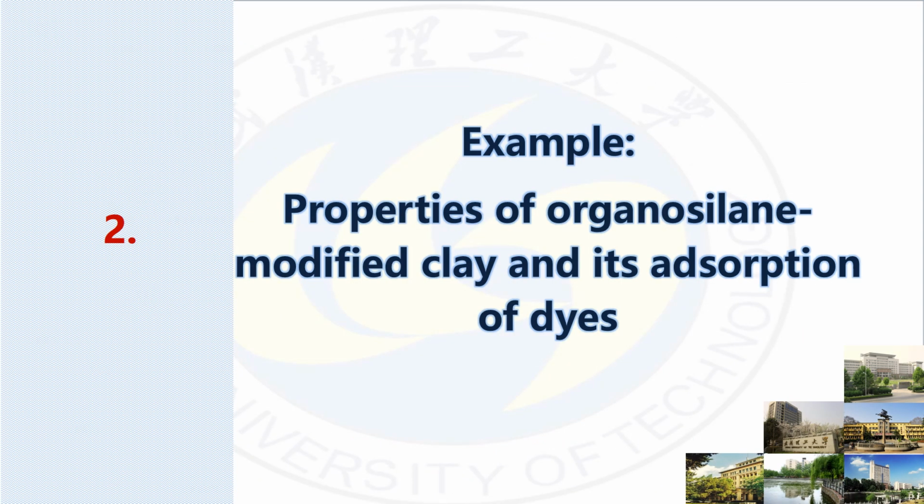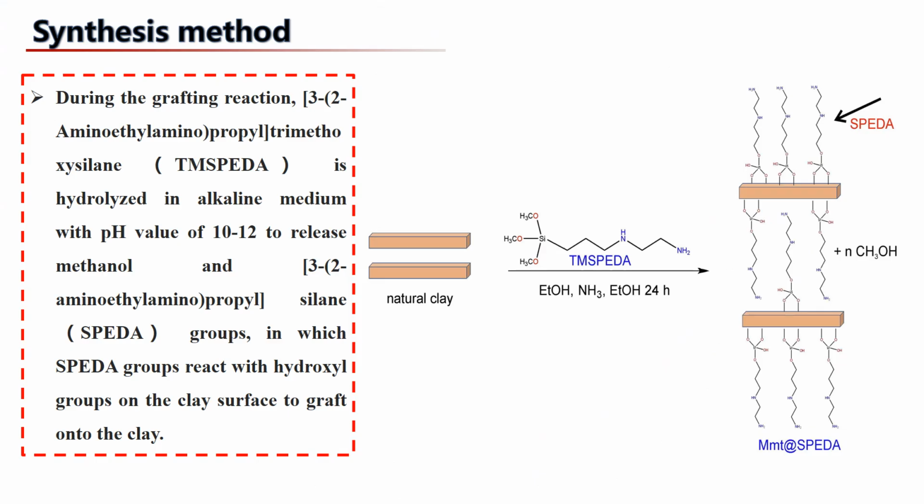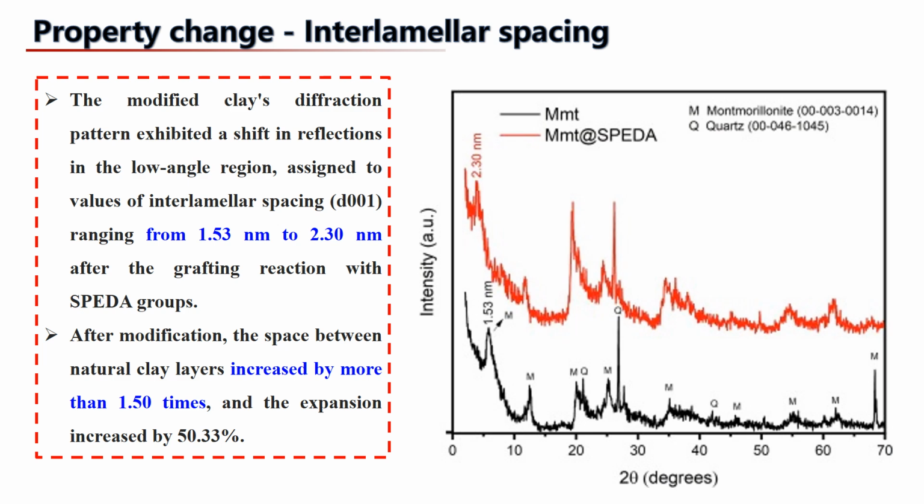Next, we take a specific example: the properties of organosilane modified clays and their adsorption of dyes. The specific synthesis steps are as follows. First, in the grafting reaction, N-(2-aminoethyl)-3-aminopropyltrimethoxysilane, in an alkaline medium with a pH of 10 to 12, releases methanol to form the silanol group, which reacts with the hydroxyl group on the clay surface to graft onto the clay. The properties of the functionalized clay have undergone great changes.